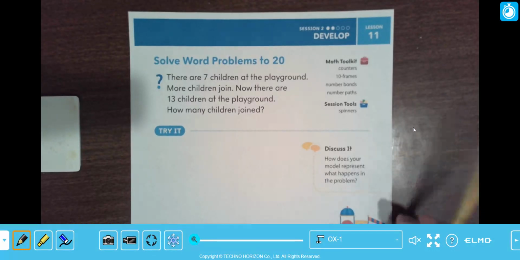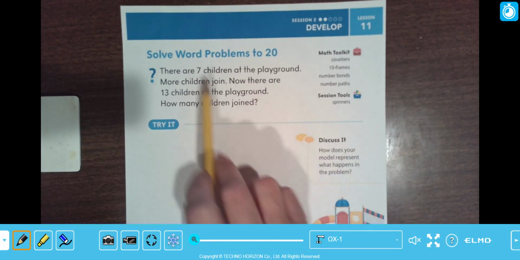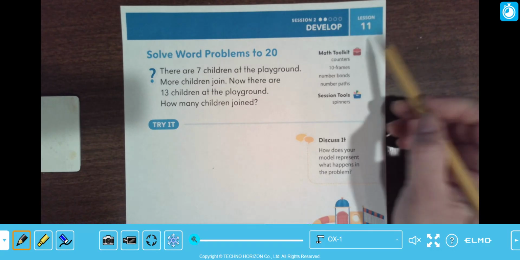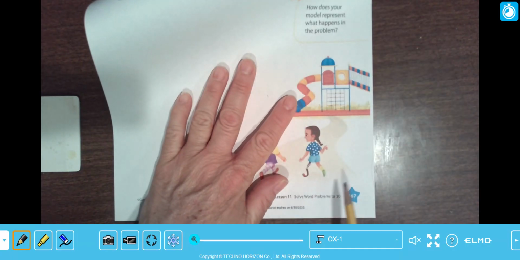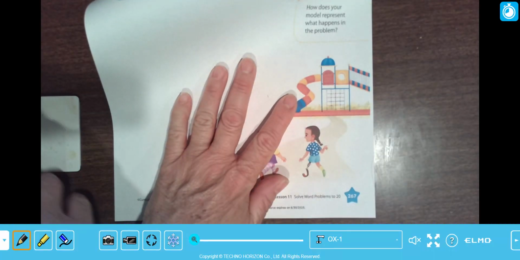Hi, boys and girls. Today we're going to be working on a word problem from Lesson 11, Session 2, Develop, and it's page 267 from the iReady Math for First Grade.